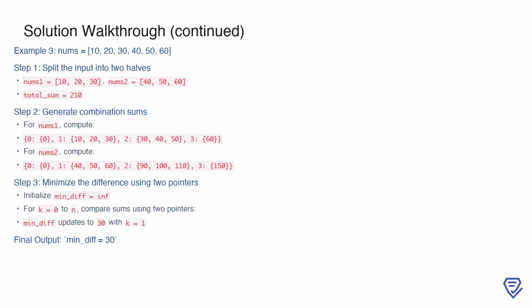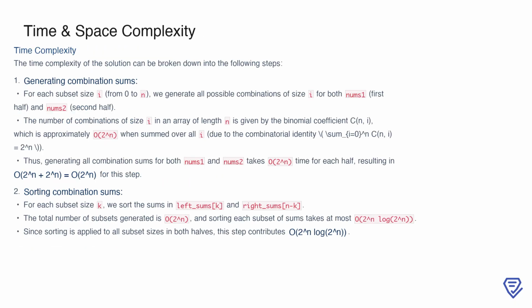Therefore, the minimum difference for this example is 30. To analyze the time complexity of our solution, we first look at the step of generating combination sums. For each subset size i, we generate all possible combinations of size i for both halves of the array, nums1 and nums2. The number of combinations of size i is determined by the binomial coefficient C(n, i), which, when summed across all possible subset sizes, results in 2^n.